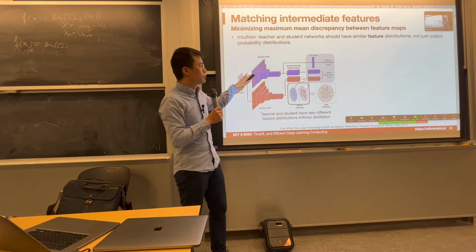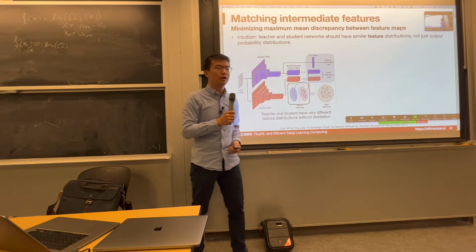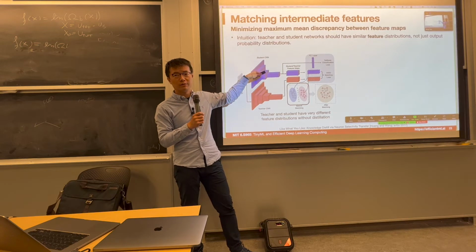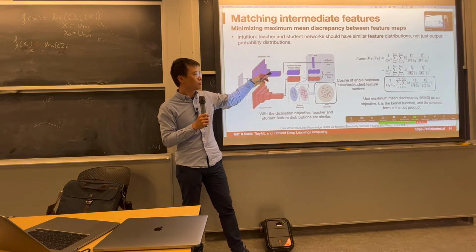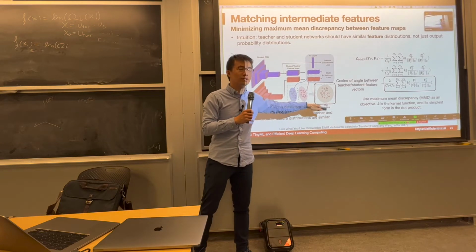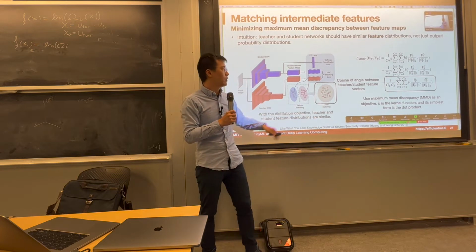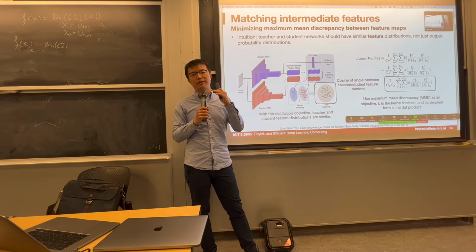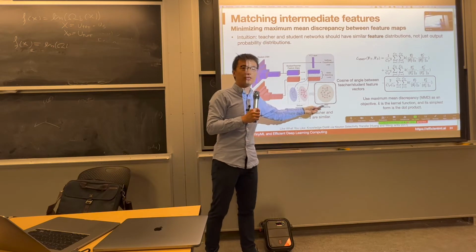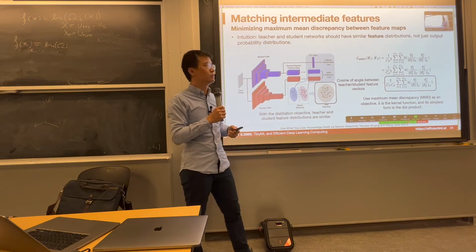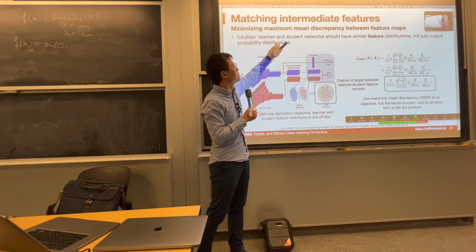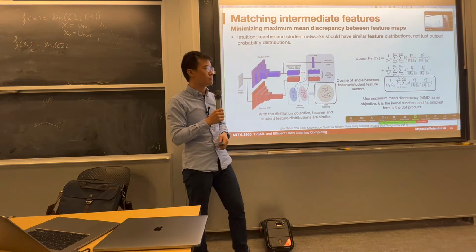So here we are trying to align the feature between the teacher model and the student model. Rather than this, which is before matching, this is after matching. But we can hardly tell the difference between the features generated by the teacher model versus the features generated by the student model. And here we are minimizing the maximum mean discrepancy between the feature maps.